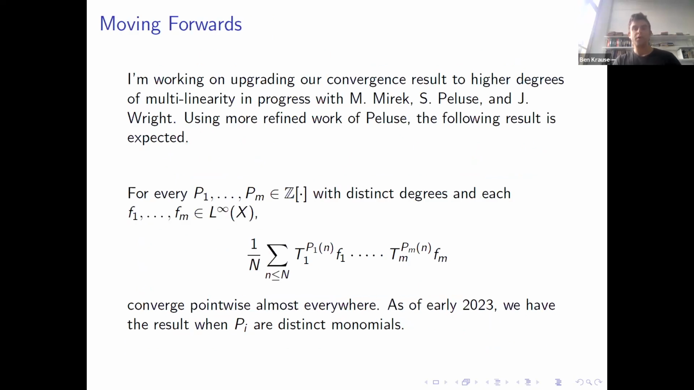So the goal now is to upgrade this type of convergence to higher degrees of multilinearity. So using more refined work of Pálfy, joint with Mariusz Mirek, Sarah, and Jim Wright, our goal is to prove the following convergence statement, that whenever you have m bounded functions, m polynomials with distinct degrees, and m commuting transformations, these averages converge pointwise almost everywhere. And this is a bit of a typo. As of earlier this year, we have the result when the Pi's are distinct monomials and there's only one transformation. So when T1 is T2 all the way up to Tm, and all the Pi's are monomials that are distinct, we have a convergence result.